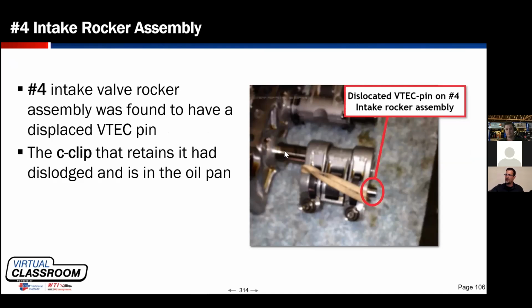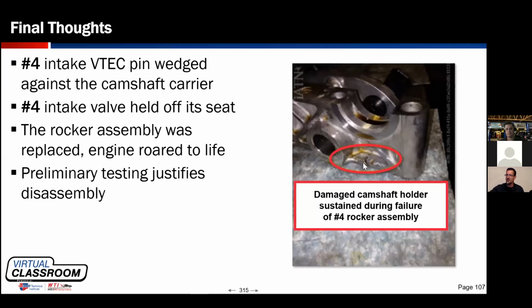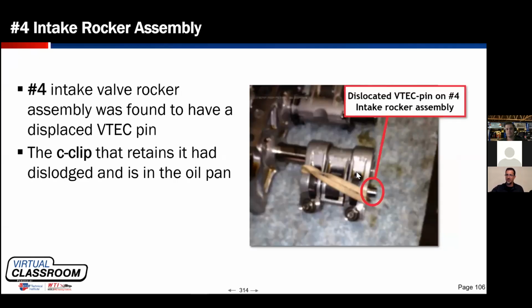Oil will come through here when it's directed to, by way of a solenoid, to pressurize this and shove this pin this way. And it will lock the primary and the secondary rockers together. The point is, this pin came out and got jammed up against this pedestal, and it held the intake valve off its seat. So the only thing I did was replace this assembly right here. I took the engine apart, slid that on, slapped it back together, and down the road we went.